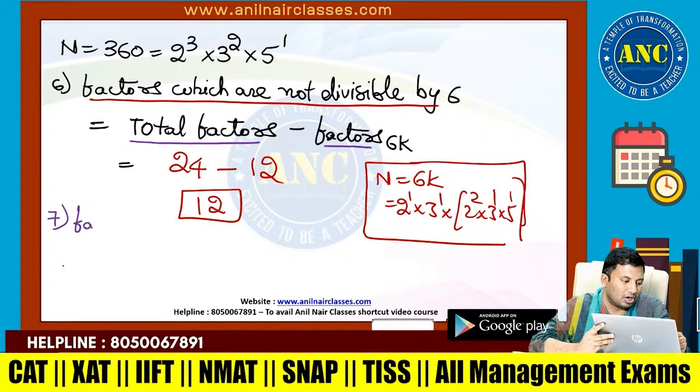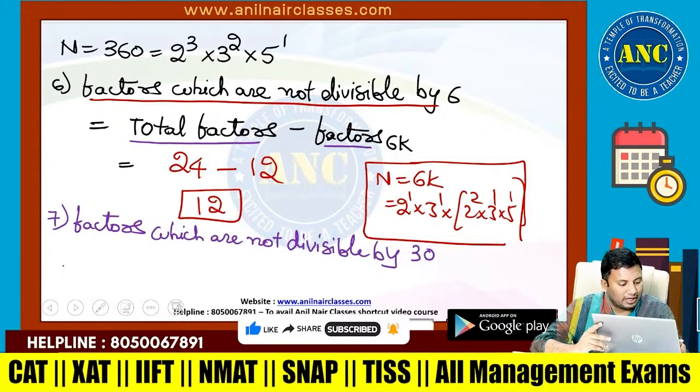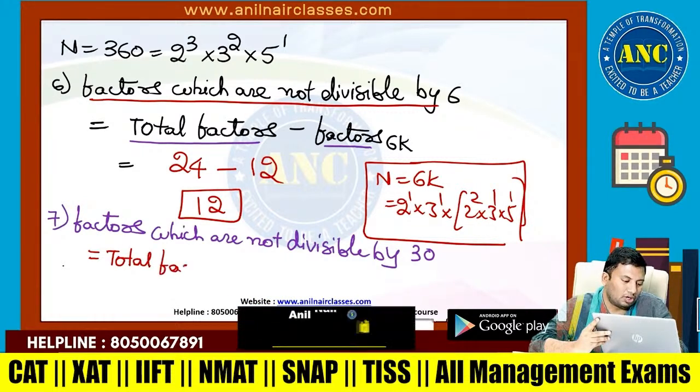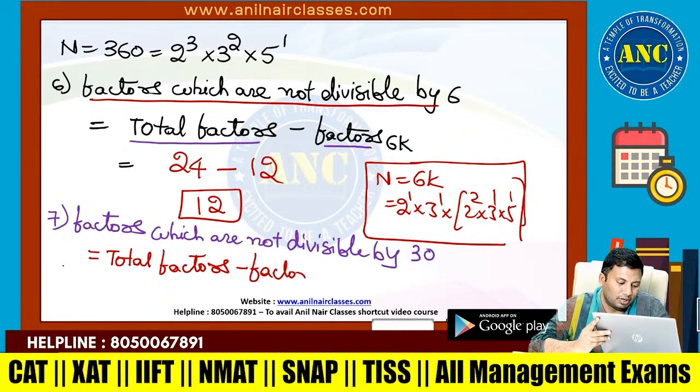Factors which are not divisible by 30. It is also nothing but total factors minus factors which are divisible by 30.